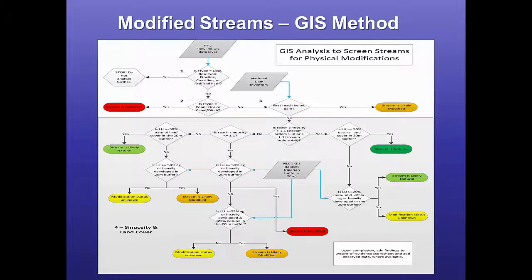This is a flow chart which you can't read, just to say that we have gone through a lot of criteria to figure out how to use these approaches to identify what we think are physically modified streams and be able to map them. This is available in our reports, and I think they're going to be available so people can look at them eventually.